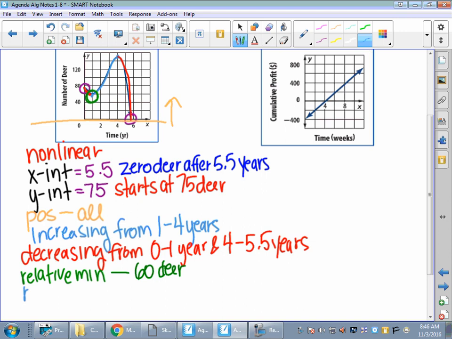Relative maximum is when it hits a highest point and then it changes. So right here looks to me to be a relative maximum. At 4 years, how many deer were there for that relative maximum? I'd say about 130 deer.